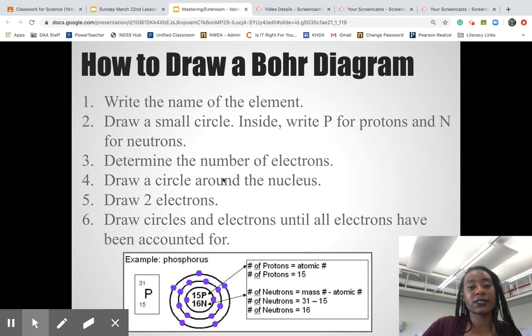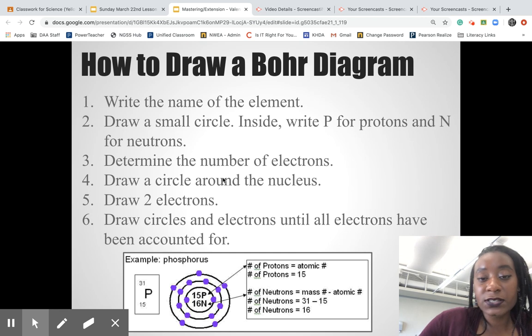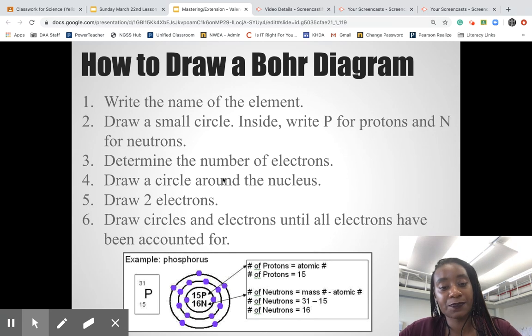All right, so the first step, we're going to write the name of the element. We're then going to draw a circle, and inside we're going to put P for protons, and we're going to put N to represent the amount of neutrons. We're then going to have to determine the number of electrons so that we can properly put those in the energy shells around the nucleus. We're going to start off by drawing our first 2 electrons in the first energy shell, and then we will draw circles and electrons until all electrons have been accounted for.